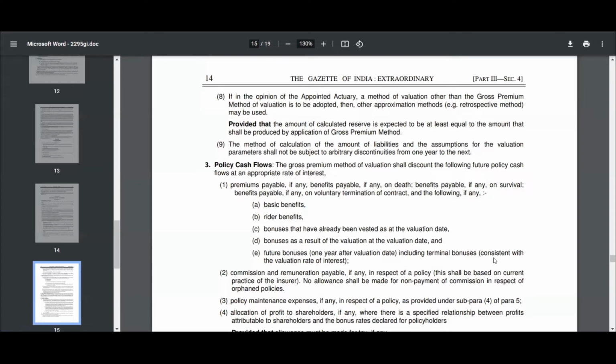If there is an orphan policy where there is no distributor, the distributor has probably left the life insurance company, then you are not supposed to pay commission, right? So you cannot take allowance for that. But in a best estimate scenario, you can take allowance for that. So in this case, you cannot, because of the prudence concept.